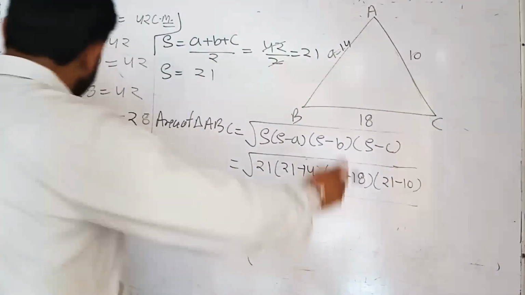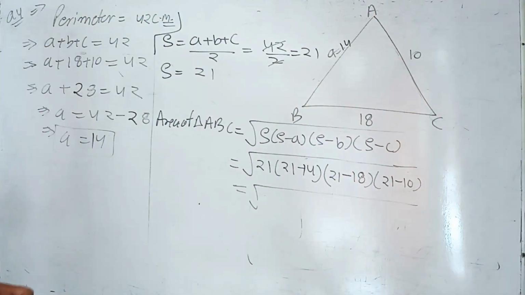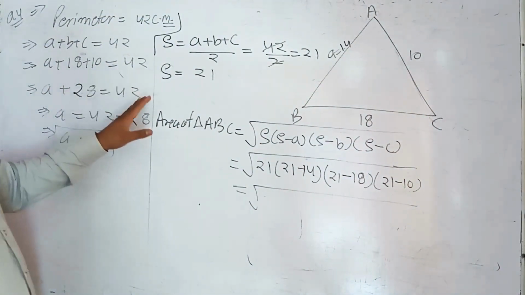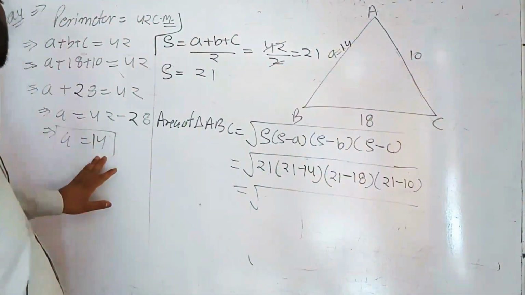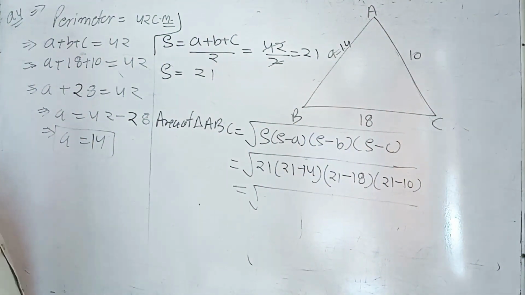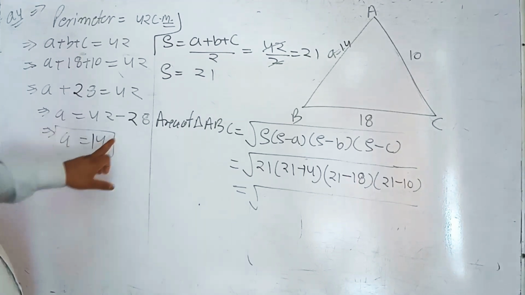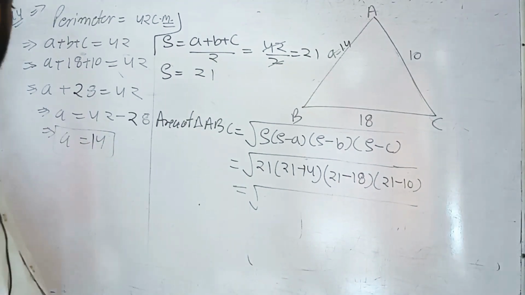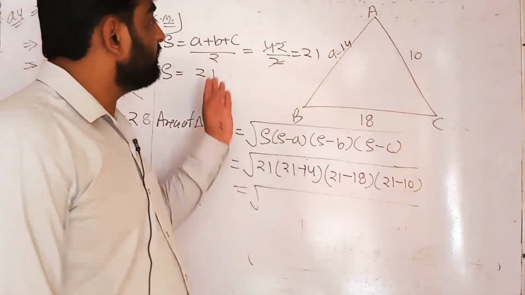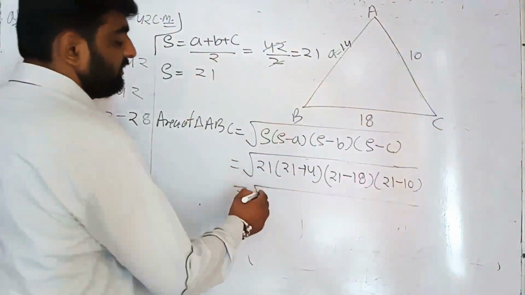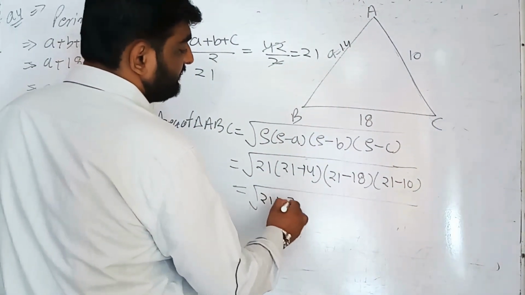So I think this is the mistake done with yours also, that is 18 plus 10, 38. 42 minus 28, that is 14, not 4. 42 minus 28, that is 14. Okay, that is 14 over there, that is 21 into 14, that is 7.